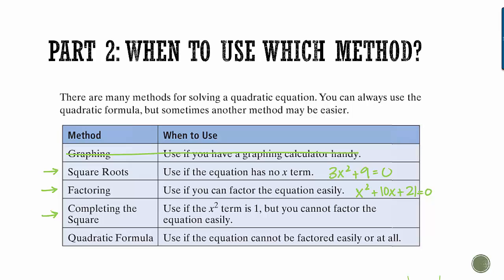Completing the square works all the time. This says use if the x squared term is 1, but I don't mind using it when the x squared term is not 1. The quadratic formula works all the time, just like completing the square, but to me the quadratic formula is a lot to plug stuff into, so I tend to use that as a last resort. Remember, on your quiz, you will need to know how to graph, or how to solve something all 4 ways, and then there'll be a couple where you get to choose.